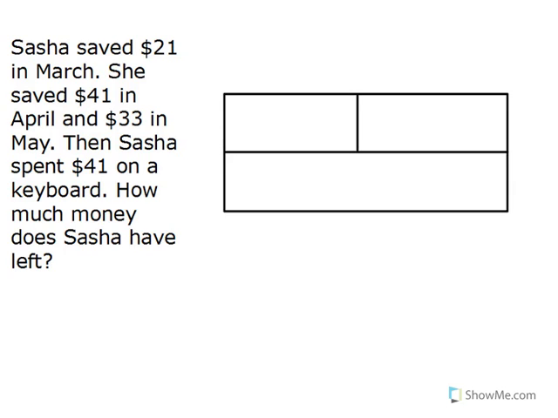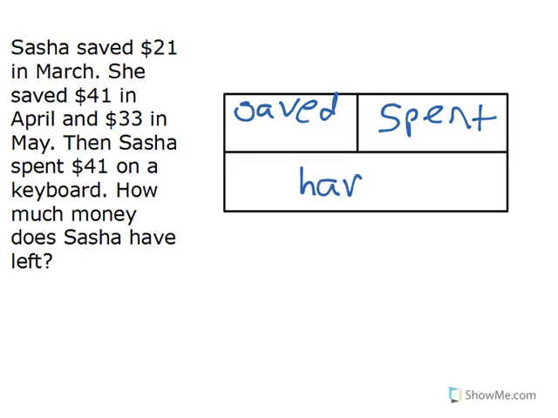So when we're thinking about part-part-whole, one of the best ways to think about this is to think about how much money she saved, think about how much money she spent, and think about what she has left. So this will help us figure out part-part-whole. So we need to start with what she saved. So I see that she saved $21, she saved $41, and then she saved $33. So that's going to be my first step.